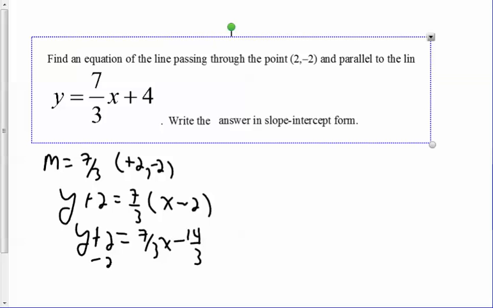Got to subtract 2, so I'm going to subtract 6 over 3 here. So now we have y equals 7/3 x minus 20 over 3. There's my equation.